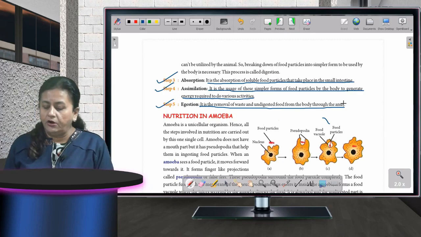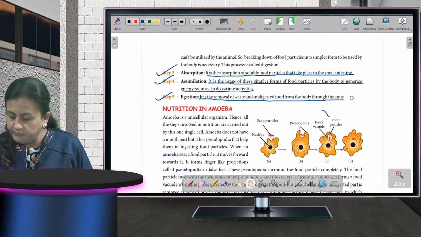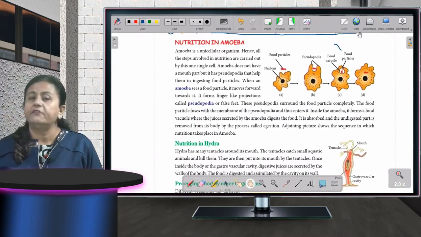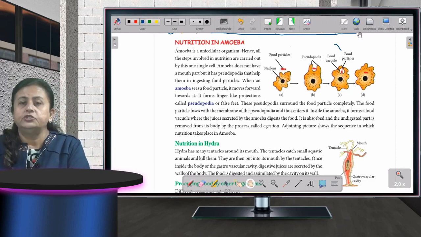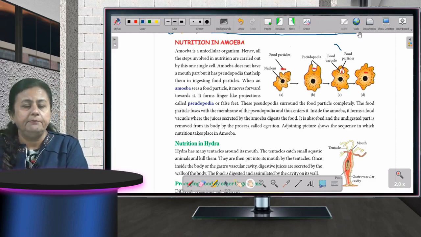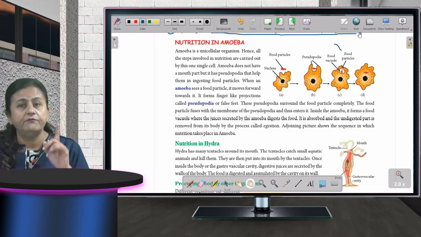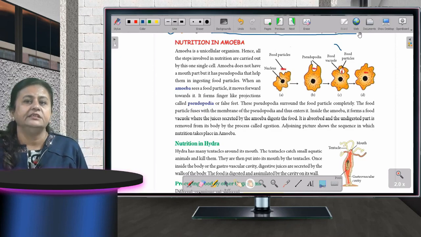Fine. Now look on your screens again. I am zooming it so that things are more clearly visible to you. Now we will talk about nutrition in amoeba. What is amoeba? Amoeba is a unicellular organism, means it is made up of only one single cell, and in that one single cell all the activities keep on going.